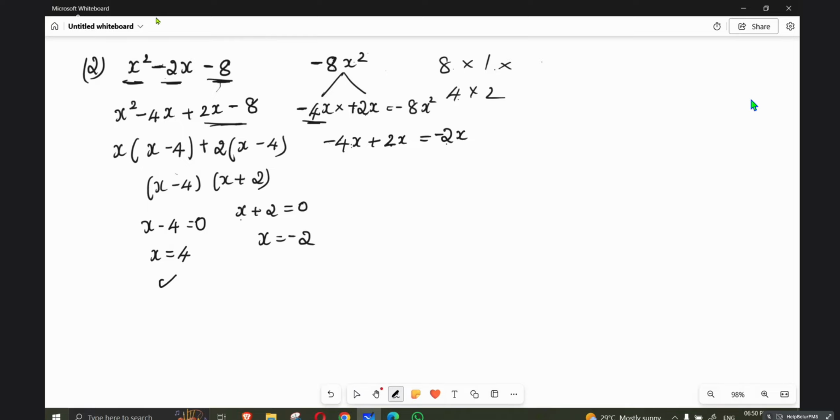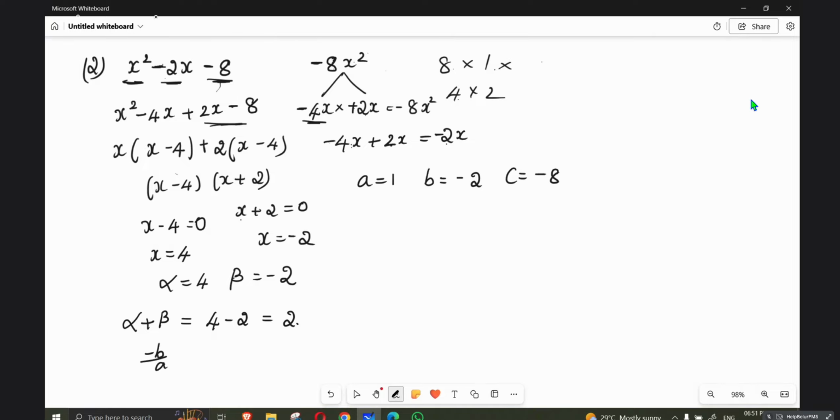So alpha I can take as 4, beta I can take as minus 2. Everyone got the same thing? Now verify this. First alpha plus beta is equal to 4 minus 2, so it is 2. Now what is a here? Coefficient of x square, 1. b is minus 2. c is minus 8. So minus b by a will be minus of minus 2 by 1, that is 2 you will get.